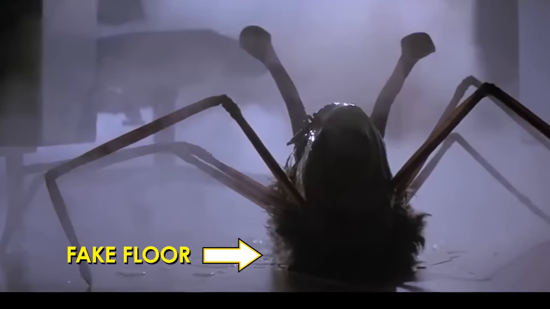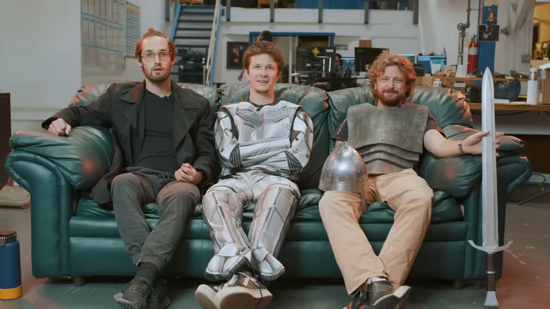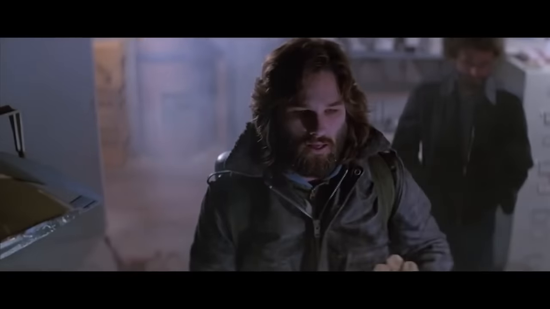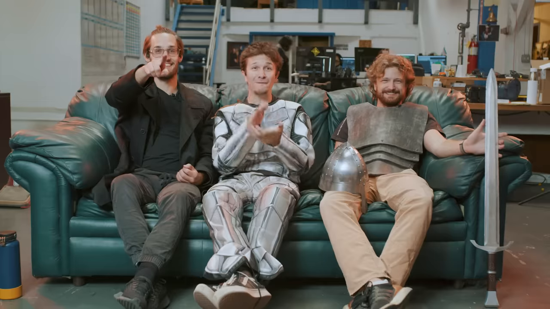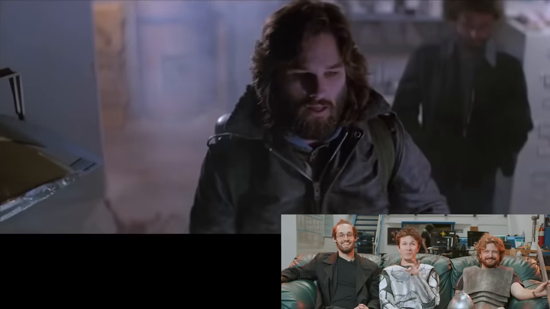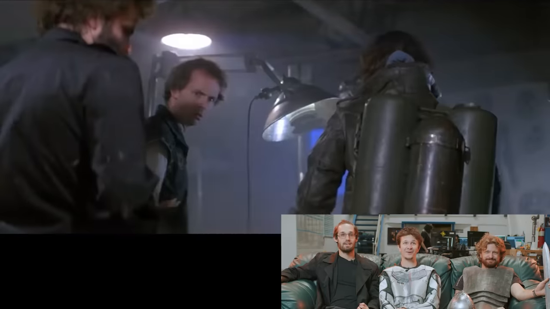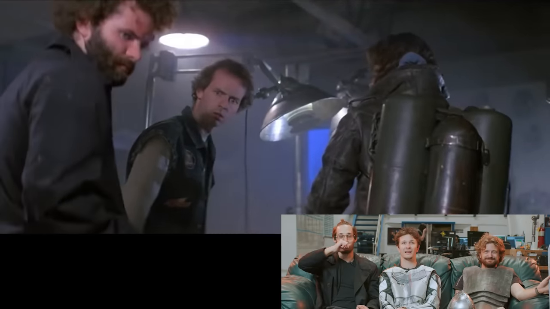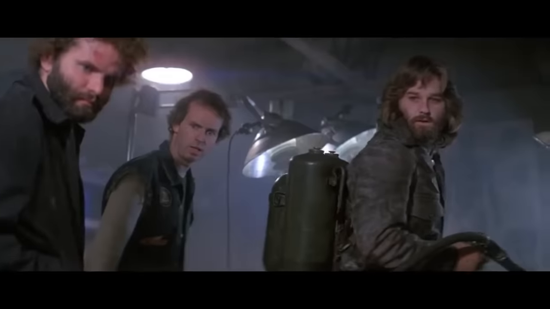Such genius uses of fake floors. And it's such perfect little tricks. Like that's just a dude with a rod behind the desk moving the head around. It's super basic. I mean, the models aren't basic. Oh, that shot. I forgot that shot. Just a little spider head crawling away in the background. And then dude, when they turn around, they're like, what the heck?